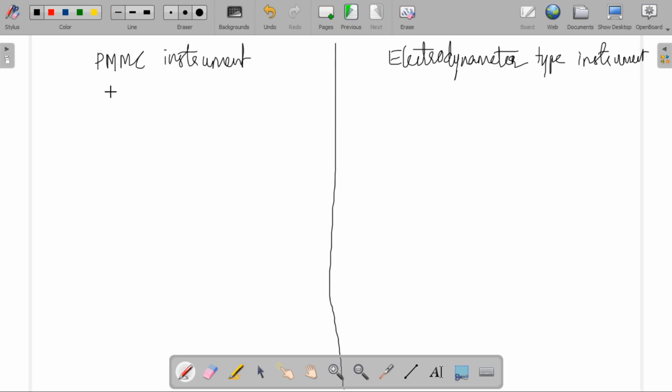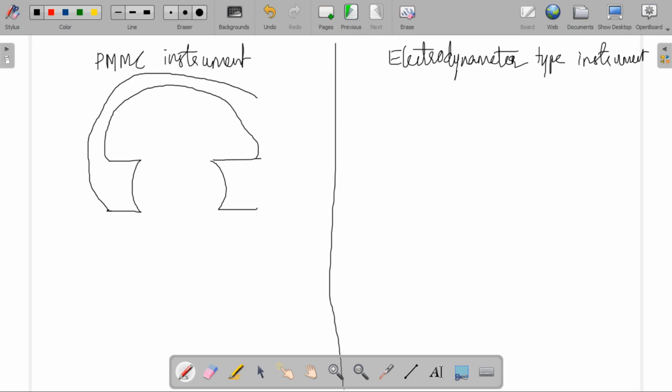Now, coming to PMMC instrument, in this instrument you are going to have curved pole faces like this. This is the permanent magnet, with north pole and south pole. In the presence of this magnetic field, we place the moving coil.